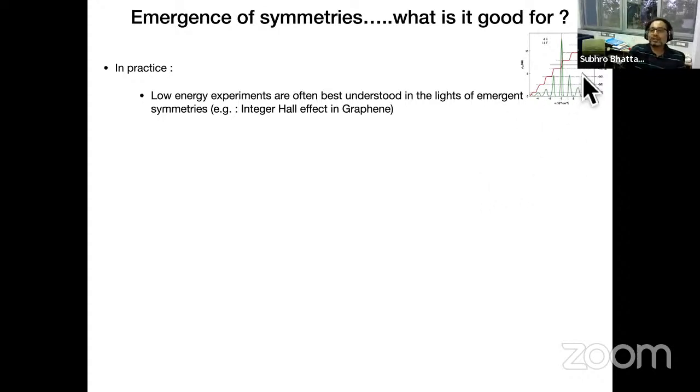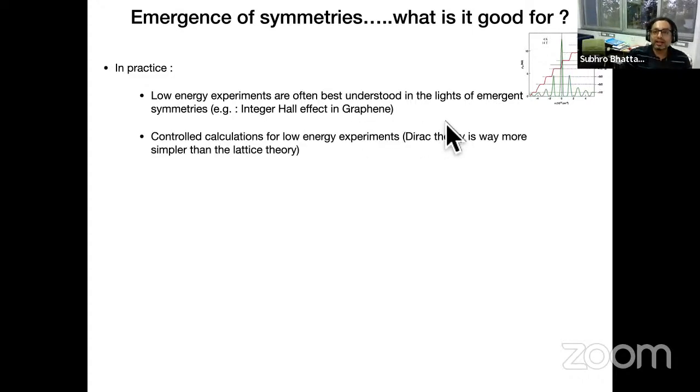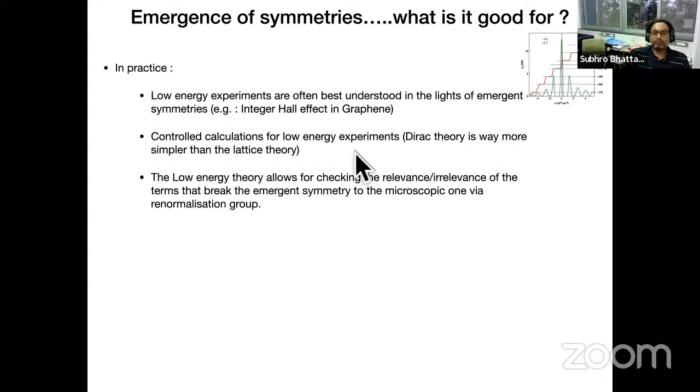For example, the actual values of the steps of the integer quantum Hall effect in graphene are very easy to understand in terms of the Dirac fermions. And these low energy field theories allow for controlled calculations, which can then be compared with low energy experiments. Once we know the starting point, we can ask what the other terms are that are there, what their effects are, whether they are relevant or irrelevant, and one can try to use the apparatus of renormalization group to answer some of these questions.